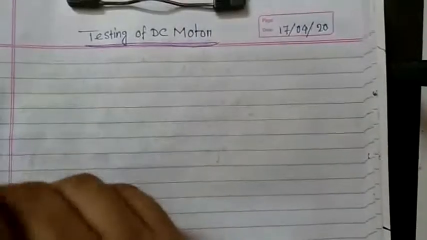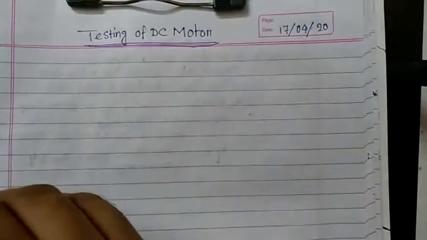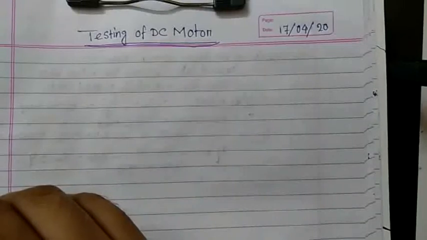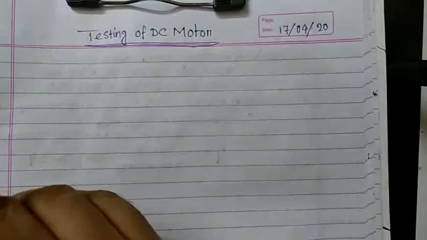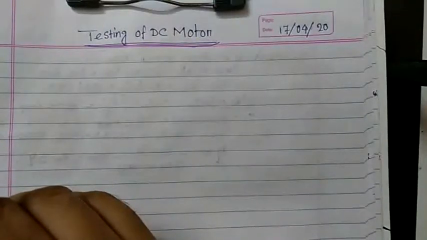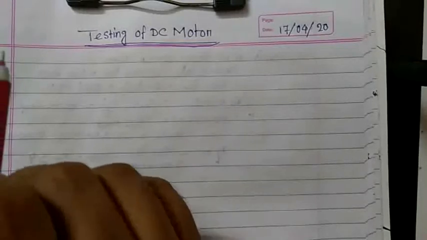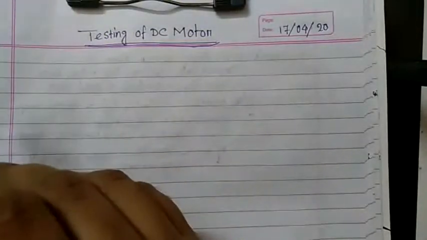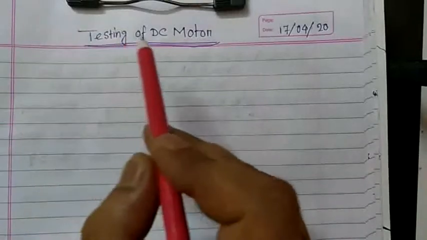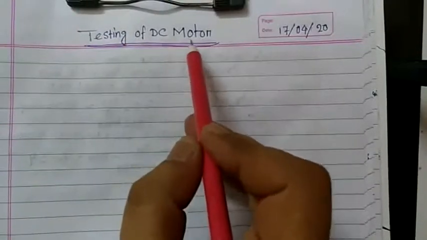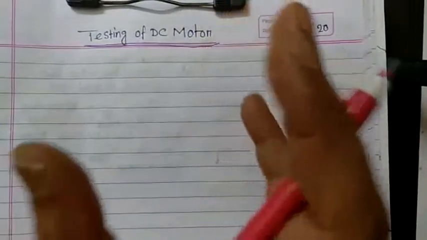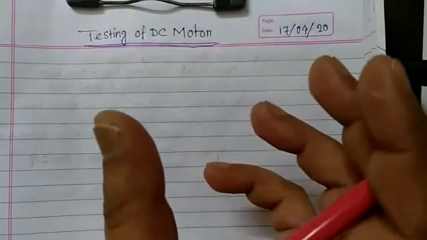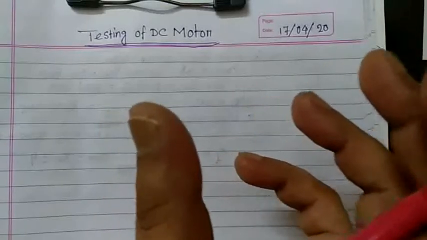Student, last class I discussed the power flow diagram of DC machines and the efficiency of DC machines. Today I will discuss the testing of DC machines. Actually, there are three methods of testing of DC machines.